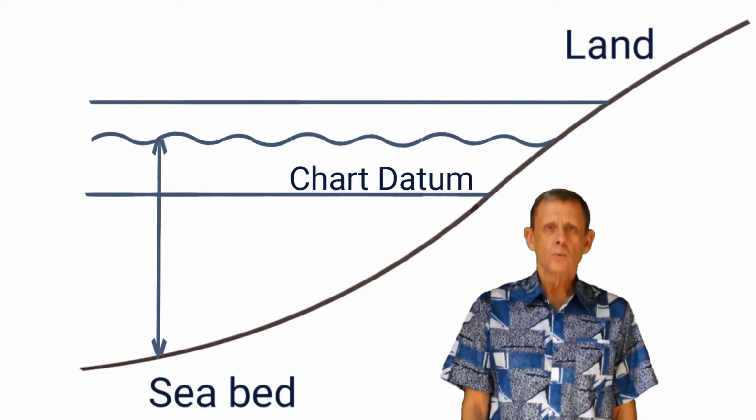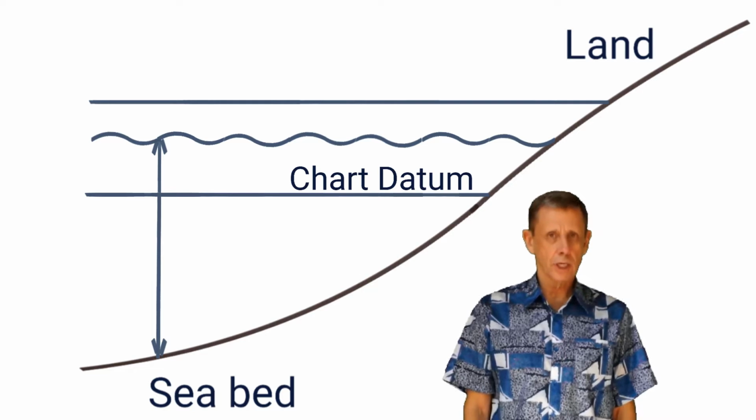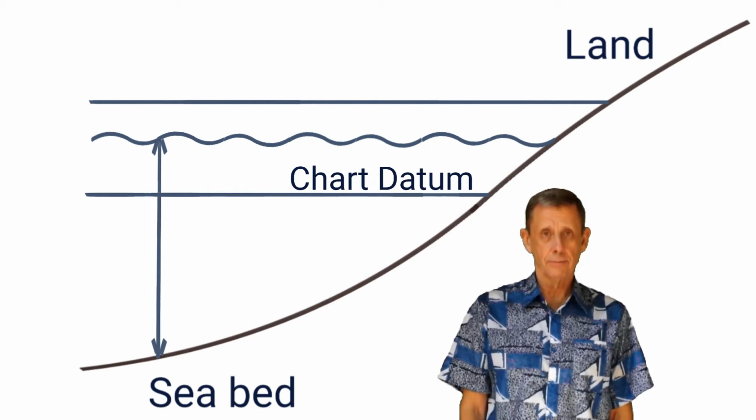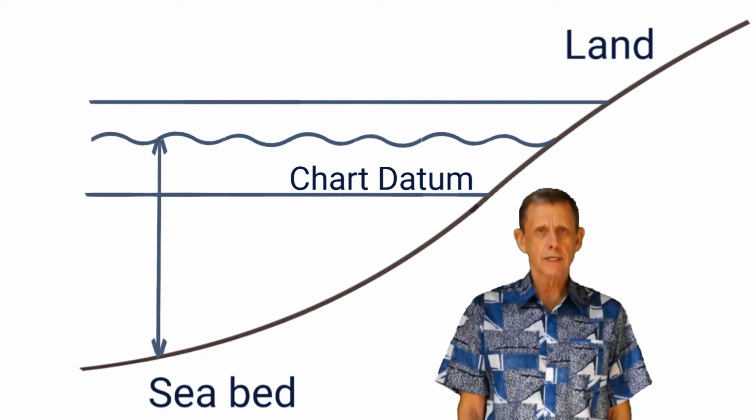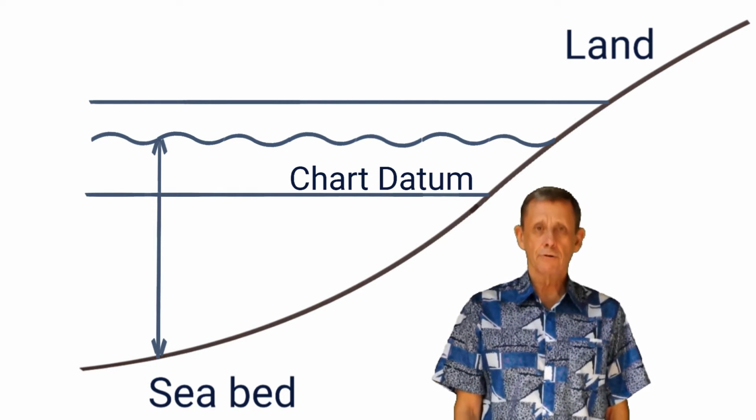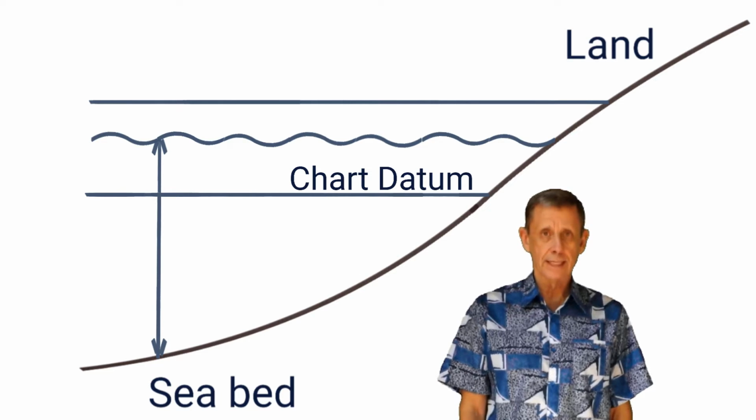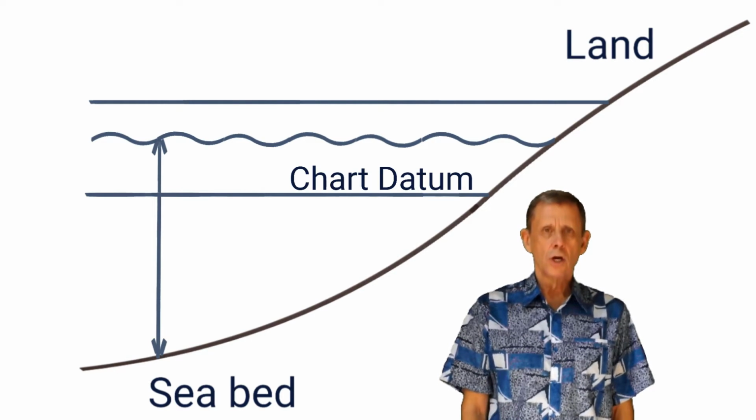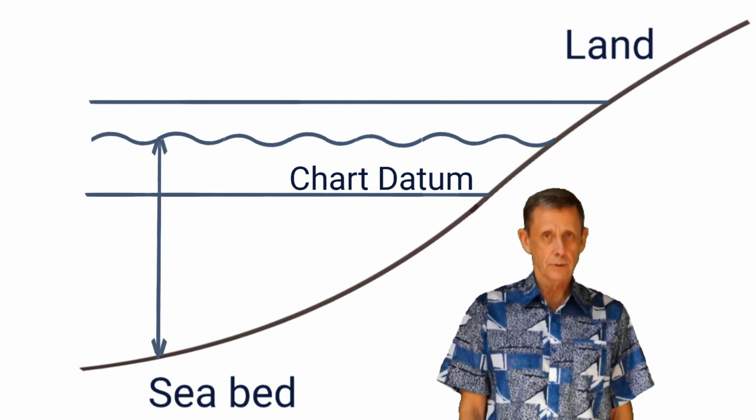In this lesson, we'll look at the details of how to look up those tide heights in the tides and currents tables. The tides and currents tables are published annually by the Canadian Hydrographic Service, and they're available for download from their website. In this lesson, we're looking at the tide tables. In the next lesson, we'll look at the current tables.